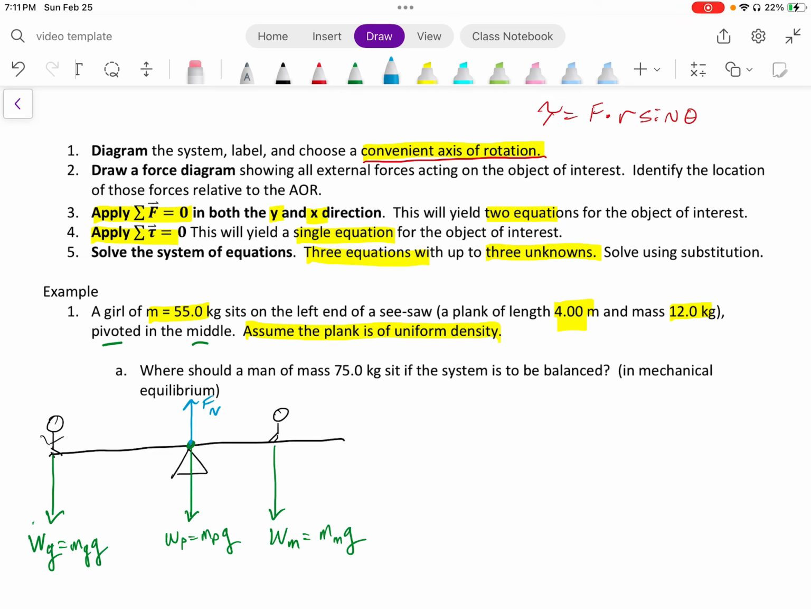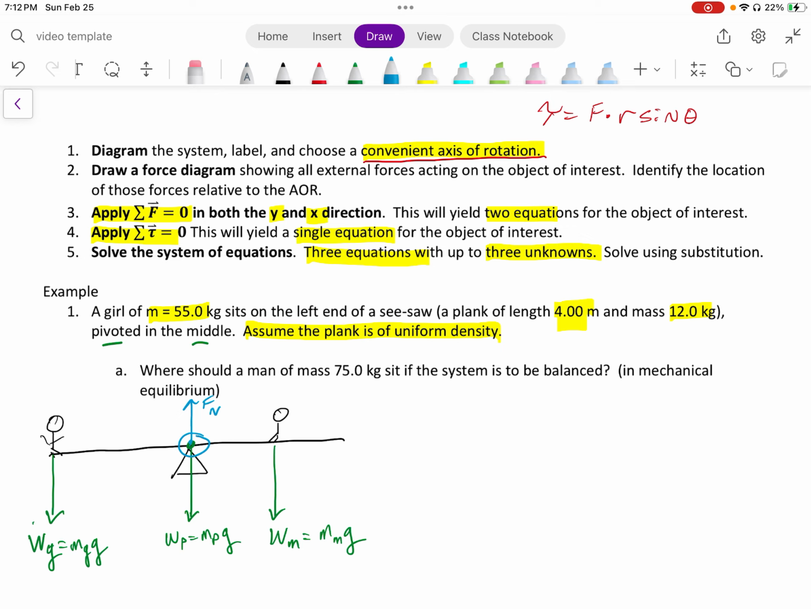So I know I have all the information I need to calculate the weight of the girl, the weight of the plank, the weight of the man. I don't know the force normal at this point. Now I can choose where the girl is as an axis of rotation. I now have force normal that I don't know. That would not be the best choice for that. It would make it easier if I choose the pivot point as an axis of rotation because I eliminate torque from force normal since it goes right through it.